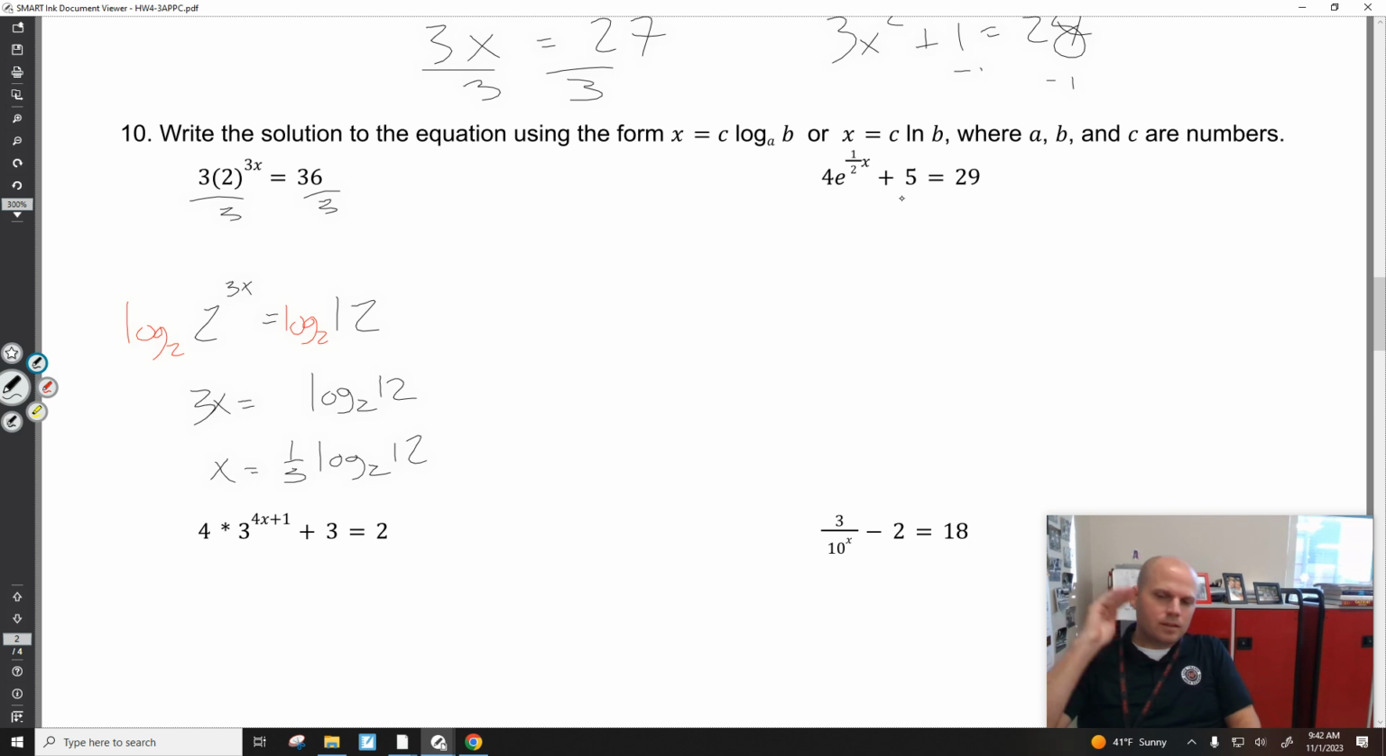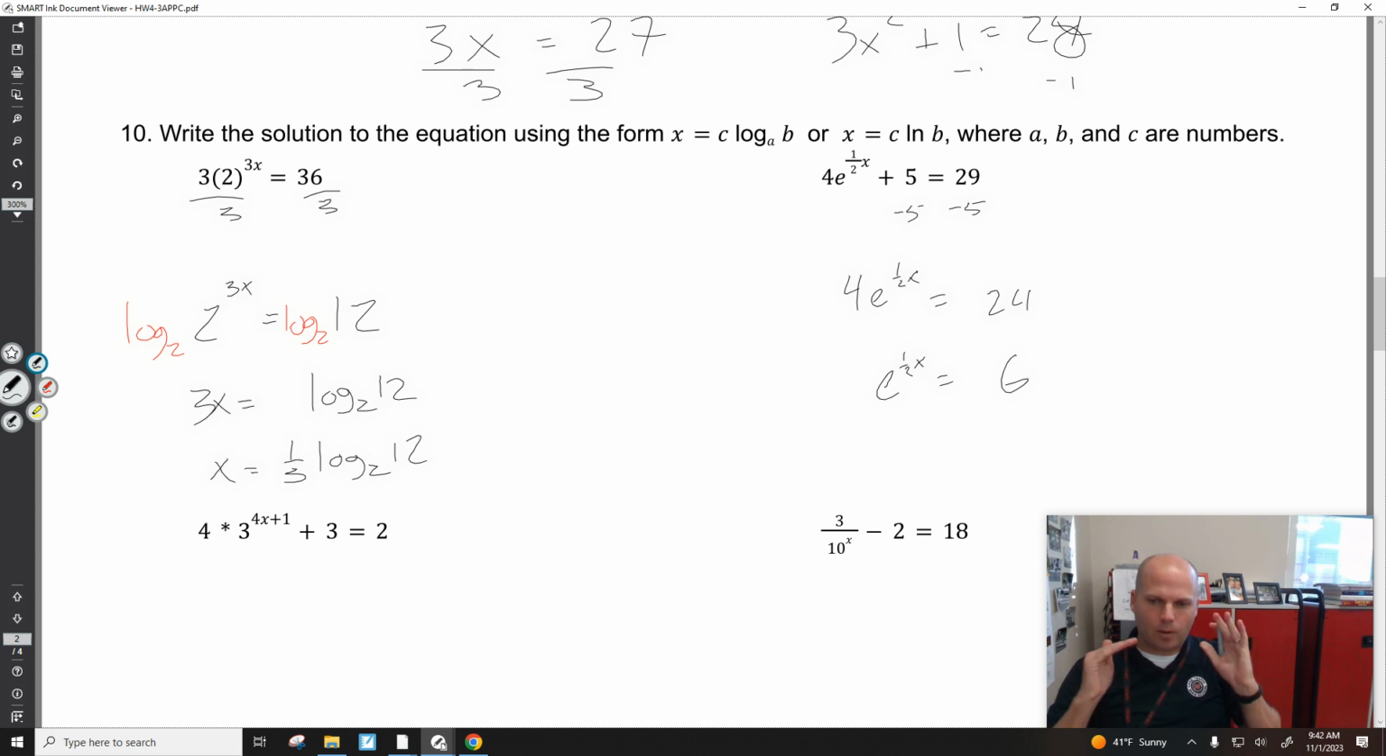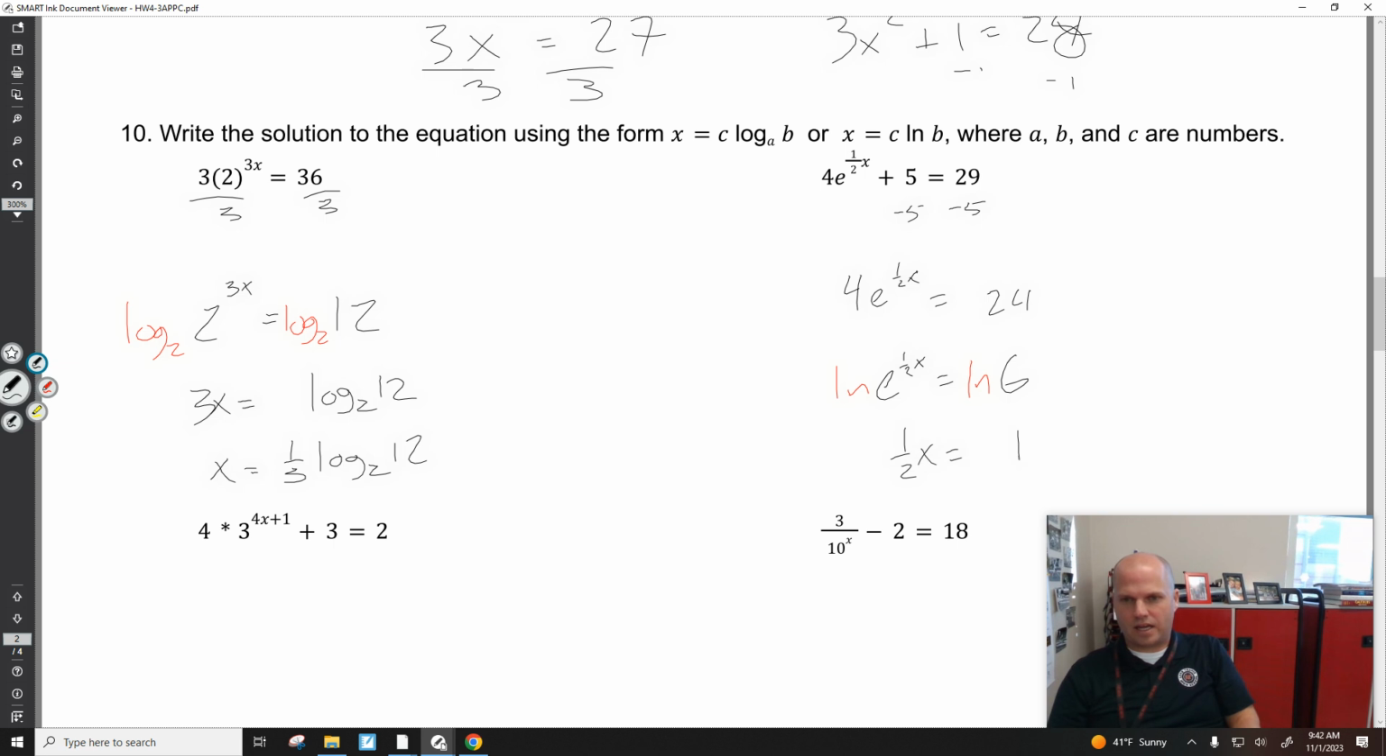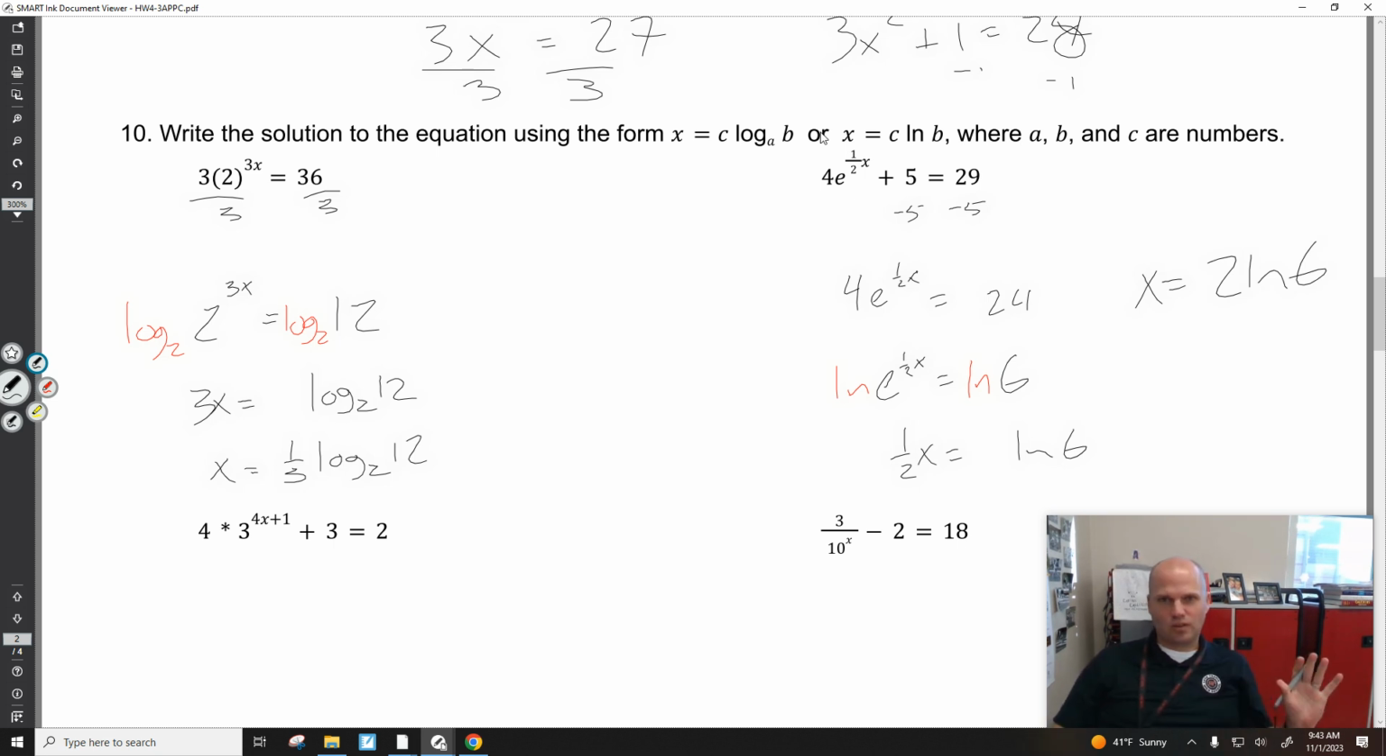I would not take the natural log until e to the power was isolated. I would get rid of the 5 first. I would divide by 4 second. I do have e to the power isolated. I can now get rid of the e, just leave the power in just like a normal form, not in a power, by taking the natural log of both sides. I get 1/2 x equals natural log 6. Multiply by 2, I get x equals 2 natural log 6. That is in the form that we're asking for.